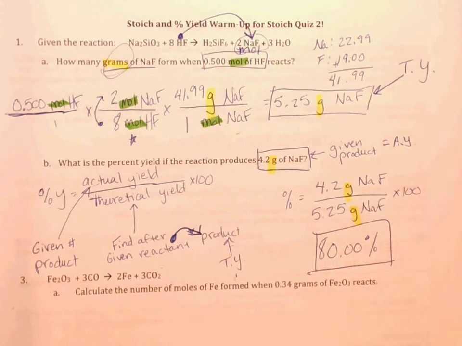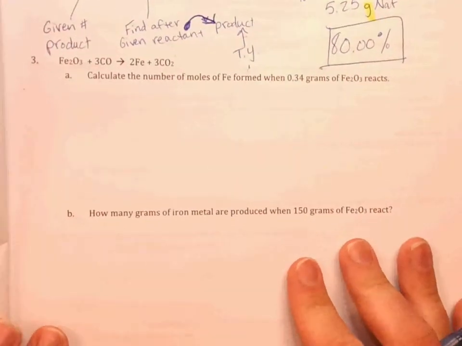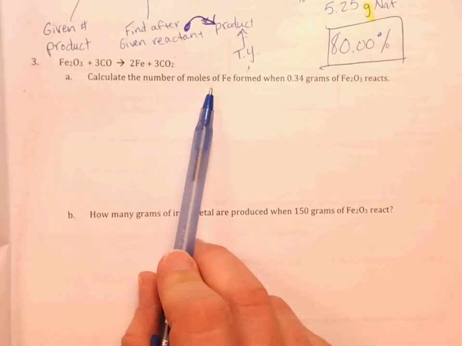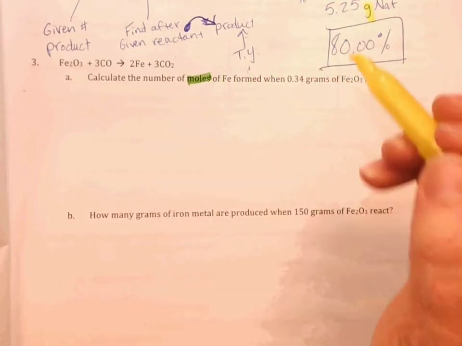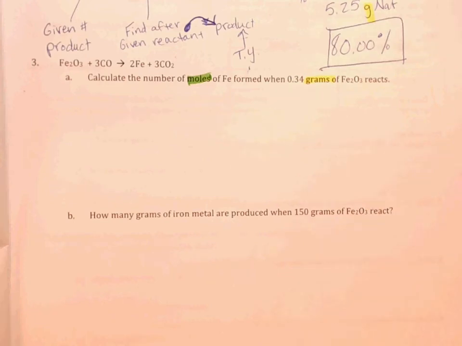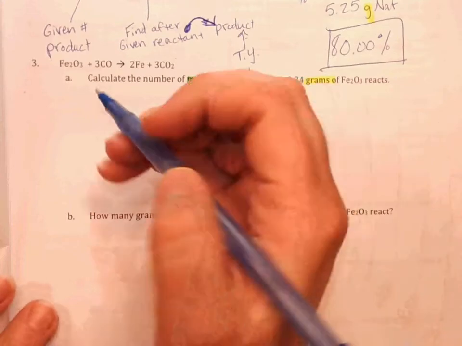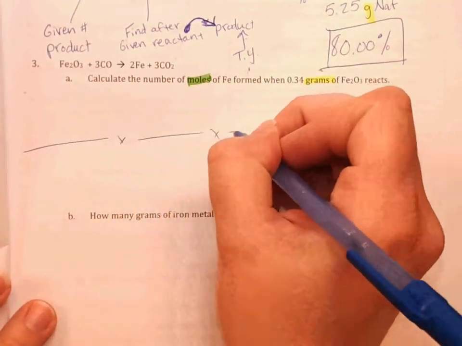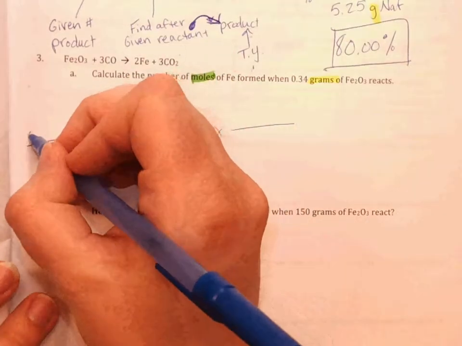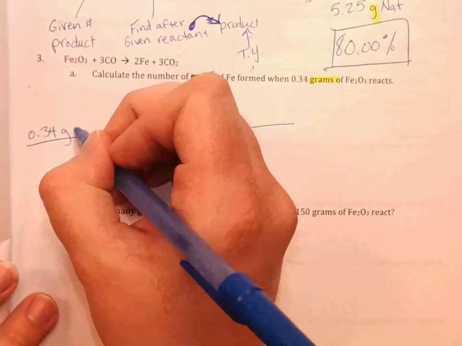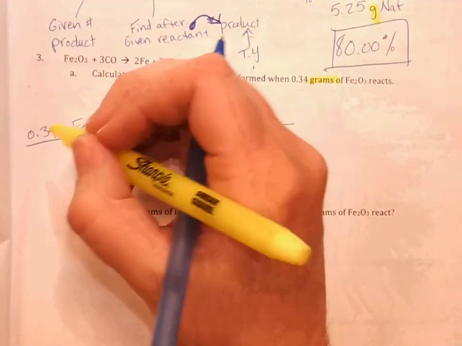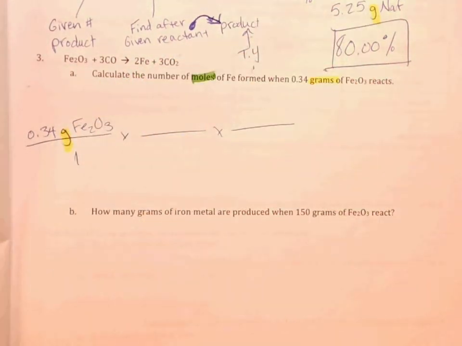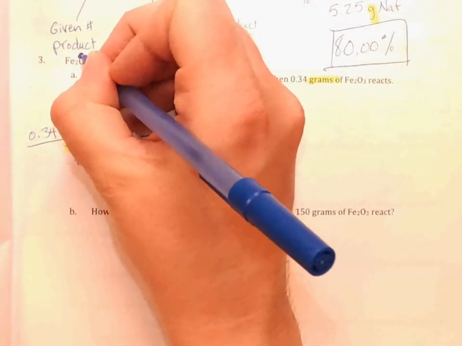Okay, let's look at number 3. Number 3 says calculate the number of moles of iron formed when 0.34 grams of Fe2O3 react. So again, moles and grams, that's going to be a 3-fraction problem. And what they gave us is going to be on top of the first fraction over 1. And what they gave us is where our bridge is going to start.